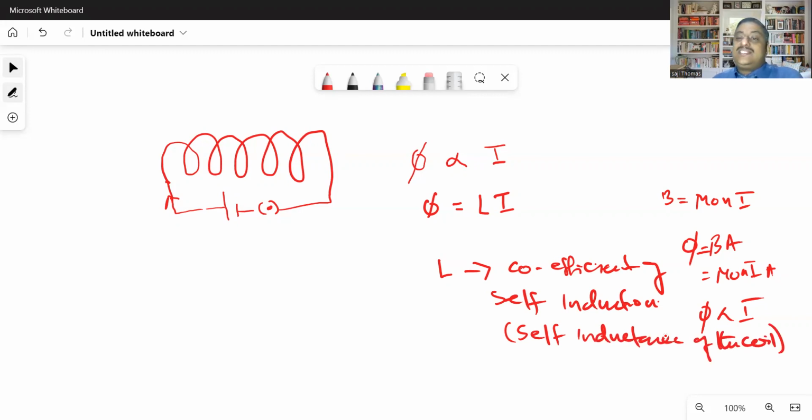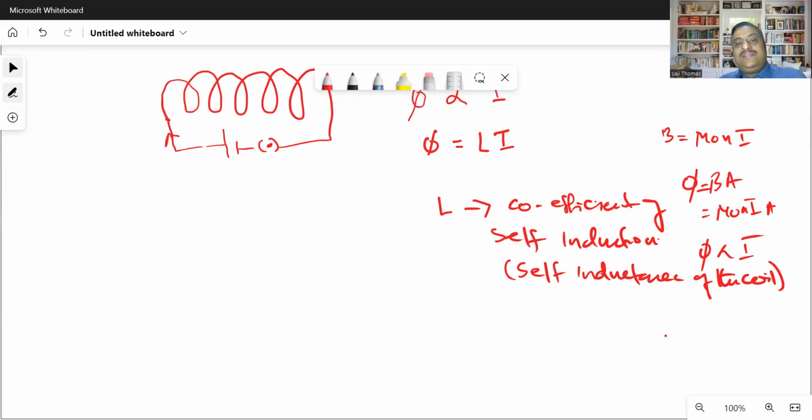Okay. So this self-inductance is the electrical analog of mass in mechanics. I told you self-induction is the analog of inertia. Inertia is a measure of mass of the object. So self-inductance is the electrical analog of mass in mechanics. So that important point you have to remember.